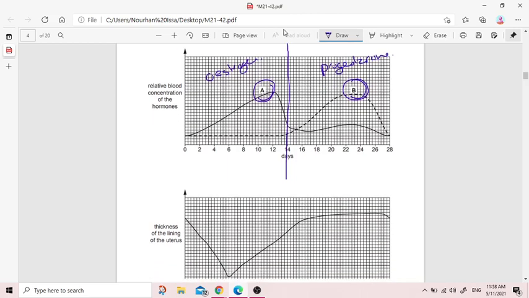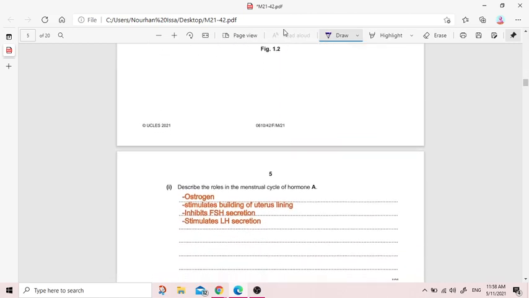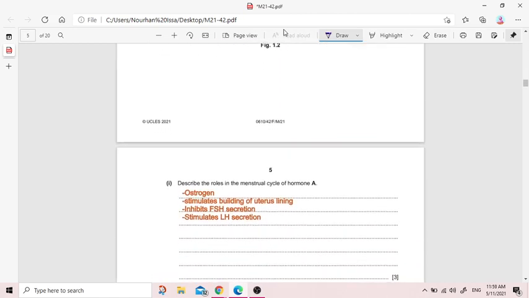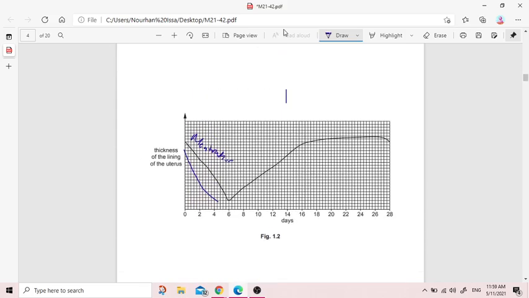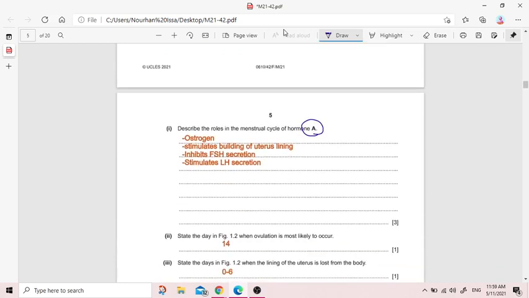Okay, and this is what happens in the lining. The thickness decreases at the beginning of the cycle, and this is the menstruation, which is the loss of blood, and then it begins to increase, and then here it stays constant. Let's see the question again. Describe the role in the menstrual cycle of hormone A. We just agreed that the hormone that increases in the first 14 days is estrogen. So mark number 1 is for me to tell him that hormone A is estrogen.